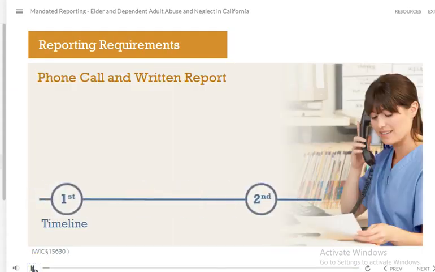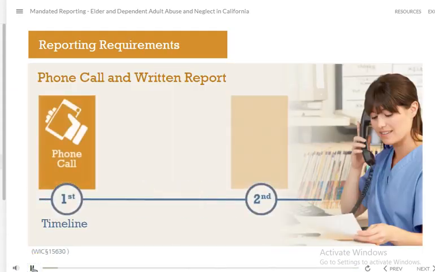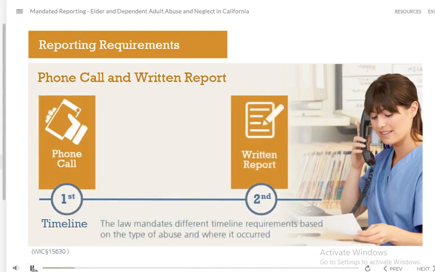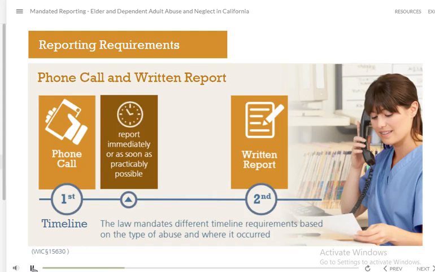There are two parts to making a mandated report: a phone call and a written report. The law mandates different timeline requirements based on the type of abuse and where it occurred. As a mandated reporter, the initial phone report is your starting point, followed by a written report. The Welfare and Institutions Code Section 15360 states that mandated reporters shall report the known or suspected instance of abuse immediately, or as soon as practically possible.